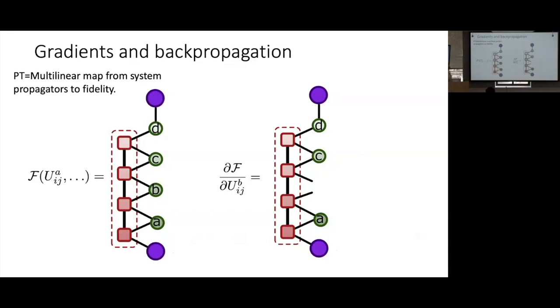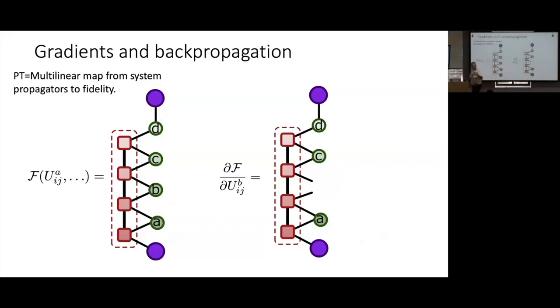So here's the fidelity. It's a functional, or a function really, because I've got discrete time, of the numbers which live in these propagators. So this is the matrix U appearing in here, and here, and here. And this is a multilinear map from the numbers which live in here to the fidelity. By definition, it's a tensor network diagram. Okay, so if this is a multilinear map from these things to this scalar, the derivative with respect to, say, one of these is just the same diagram with this thing omitted.